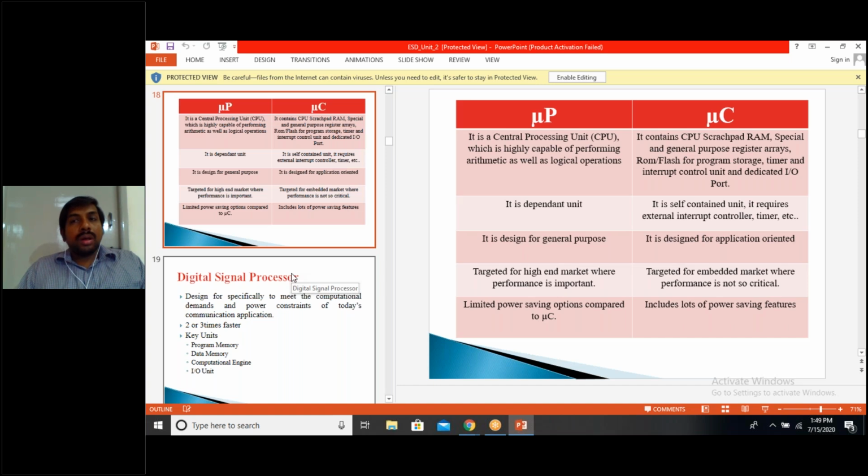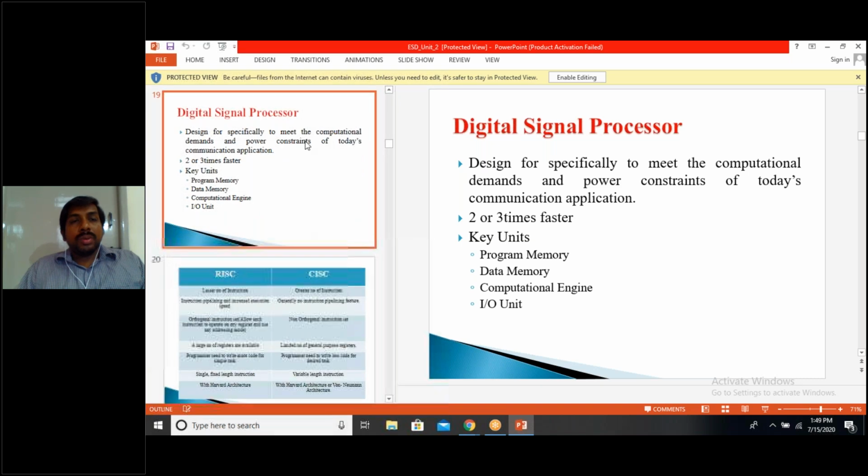So the hardware is called the system core. The first one is general purpose. Under that, you can use a microprocessor, a microcontroller, or a DSP. DSP stands for digital signal processor. It is meant for all computational and power constraints. It is 2 to 3 times faster than your microprocessor or microcontroller. It has program memory, data memory, a computational engine, and input output units, like your TMS processor. So these three are general purpose.